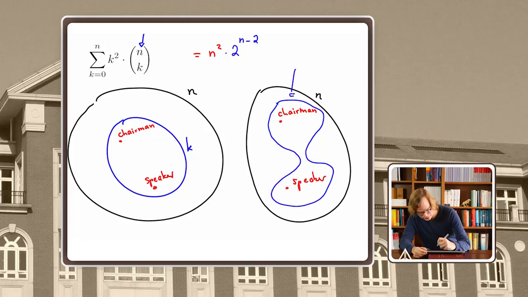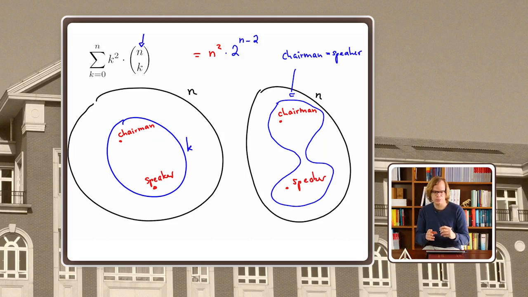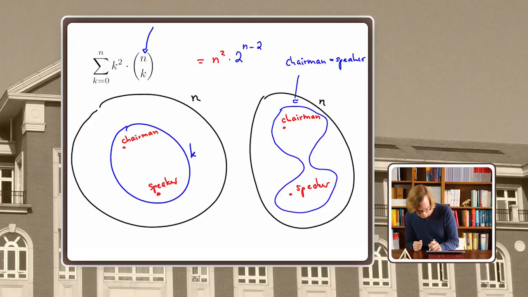Well, here it could be that chairman is also the speaker. And in this case, we would have 2 to the n-1 choices, not 2 to the n-2 choices, to form the rest of the committee. So now we have to make a case distinction. Is the chairman the same as the speaker or not? And then our formula gets less nice. So maybe we should dump the whole problem and start with a nicer problem.